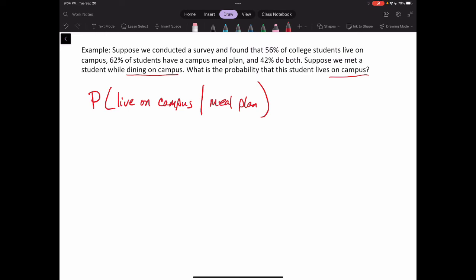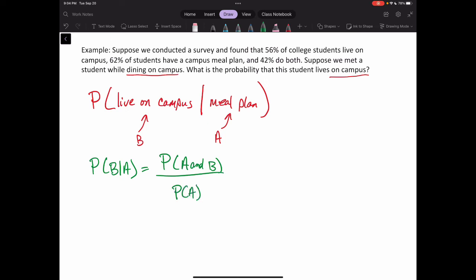All right. So once again, I want to use the notation where A is the given event. So we're going to let A be the event that they have a meal plan, and B is that they live on campus. And then next I'm going to rewrite our formula. So remember we said the probability of B given A is the probability of A and B divided by the probability of A. All right, we're going to keep that in mind. And the next thing we're going to do is write out all this information that they gave us. This problem is rich with information.